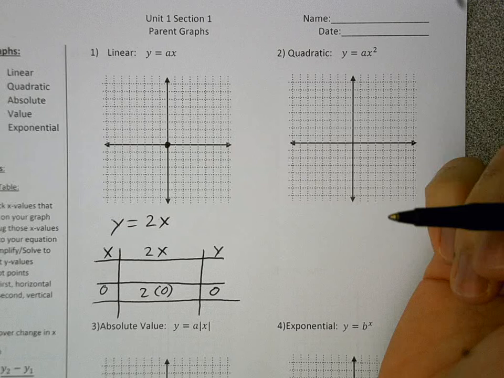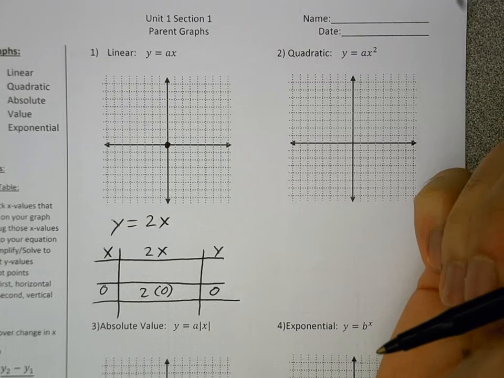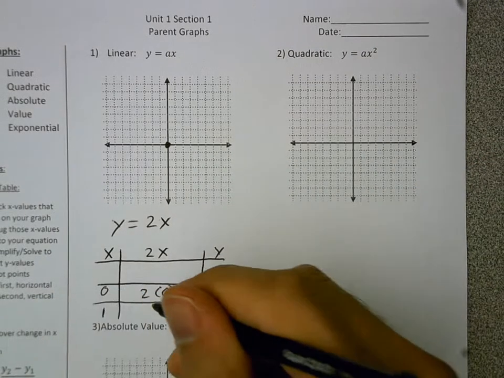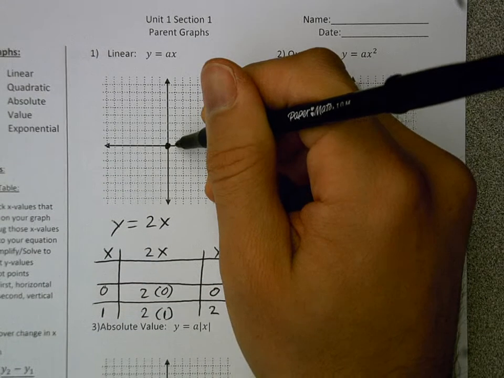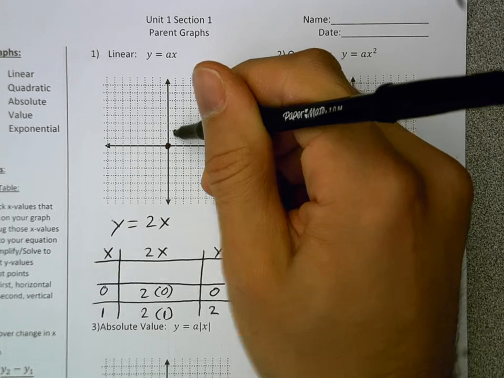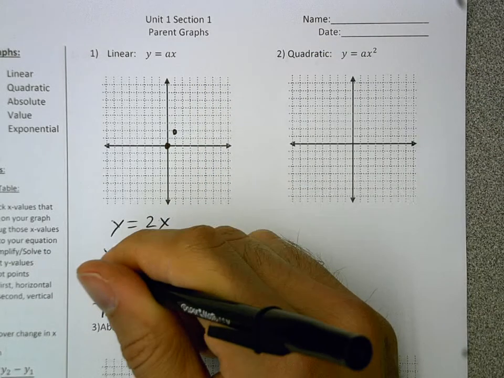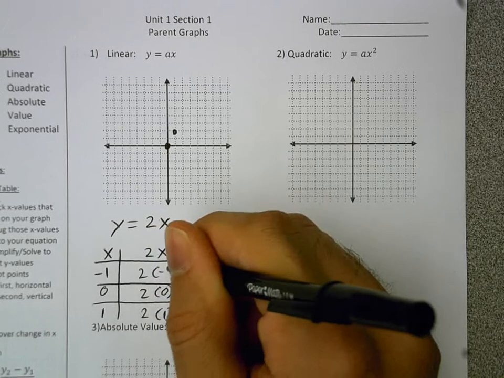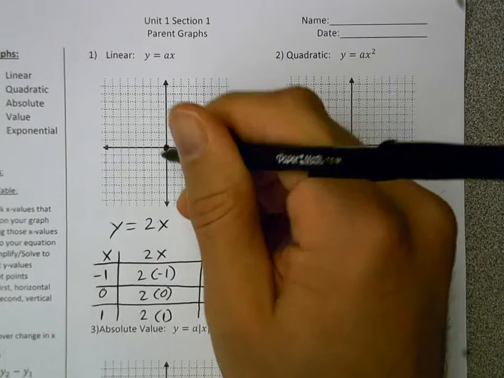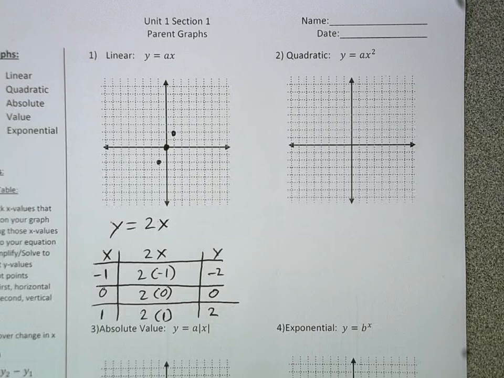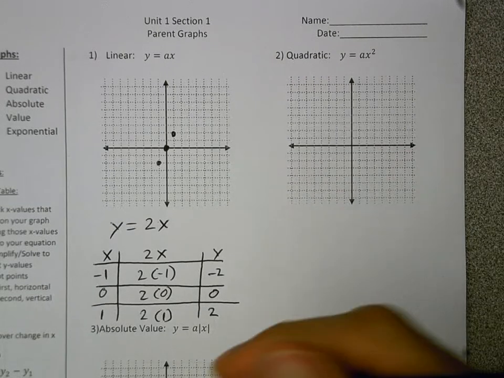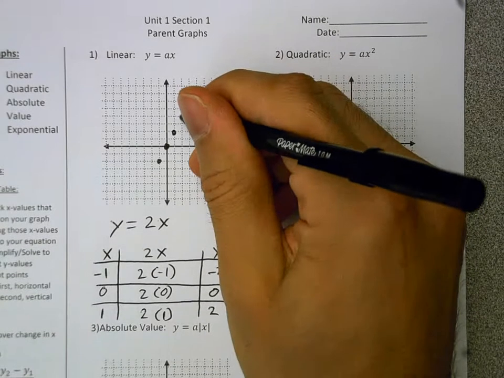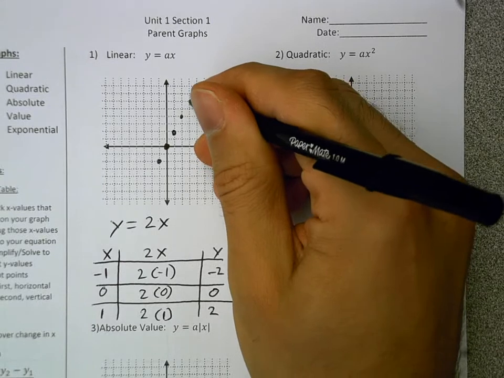Now for this one, since we don't have a fraction or anything like that, you can plug in whatever numbers you want. The easiest ones, let's plug in 1. 2 times 1 would be 2. So I'd have the point 1, 2. And I could plug in negative 1. 2 times negative 1 would be negative 2. And there I have a couple points for my graph. I could keep plugging in other points. Put in 2, 2 times 2 would be 4. Put in 3, 2 times 3 would be 6.